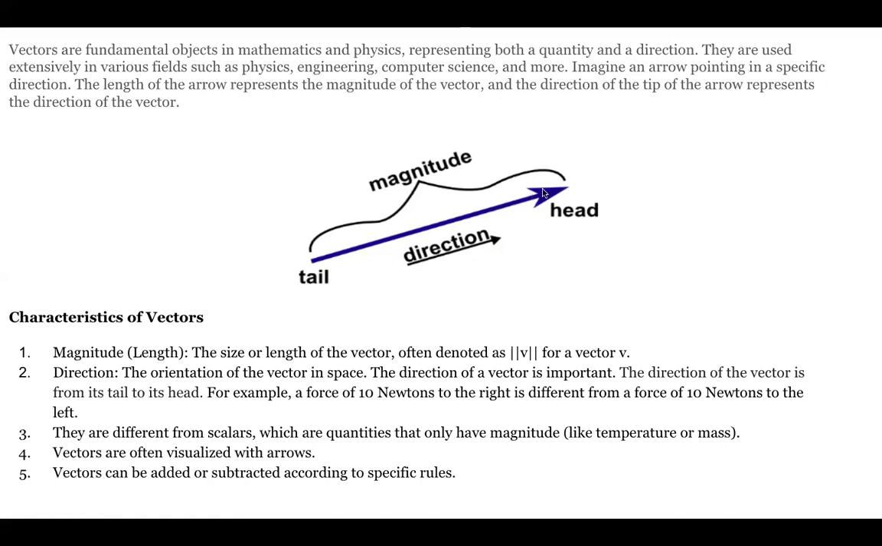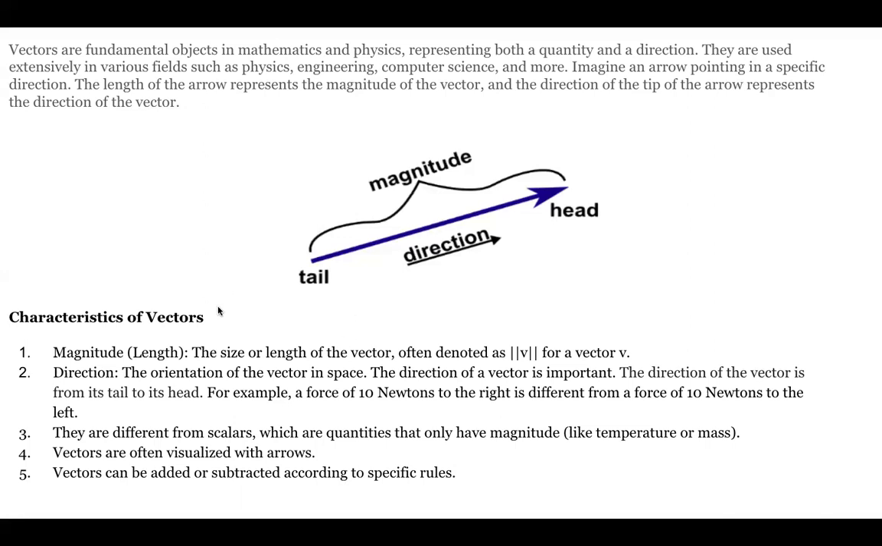The arrow points in the direction of the vector. Okay. The length of the arrow, like from here to here, represents the magnitude. Which means the quantity or the magnitude, because a vector has two things, quantity and direction. So the magnitude is nothing but the quantity, and this is the direction. Okay, and this is called the head, because the vector is moving in this particular direction.